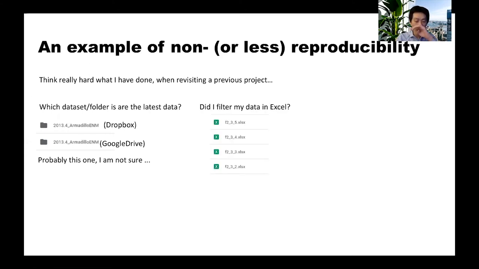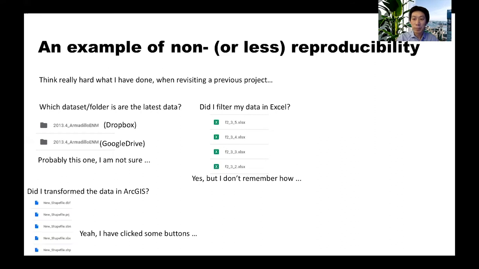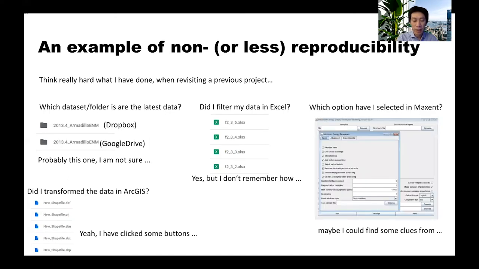I have a number of Excel files in that folder with different names. So it looks like I have filtered my data in Excel. Okay, but I don't remember exactly what I have done. Also I have some shape files in my folder. So it looks like I have done some data transformation in ArcGIS. I clicked some buttons, but I don't remember exactly what I clicked. I also have used Maxent, but I don't remember which option I have selected. Maybe I could find some clues from the Maxent output. Yeah, but all of those aspects can make a research less reproducible.